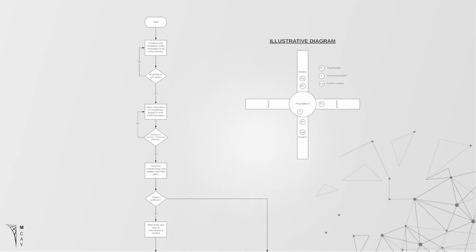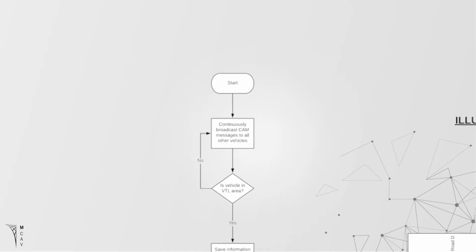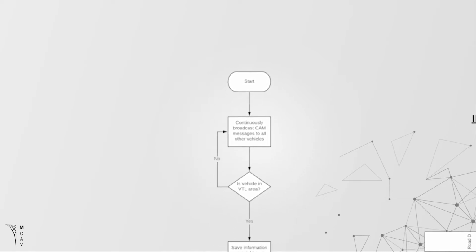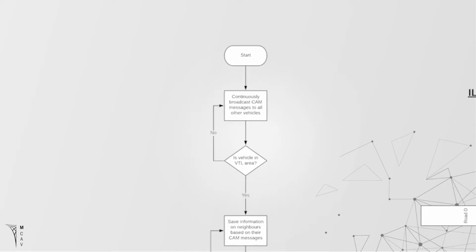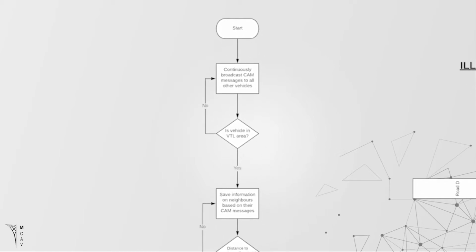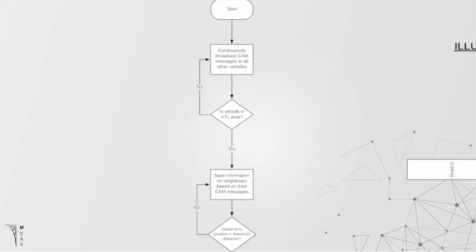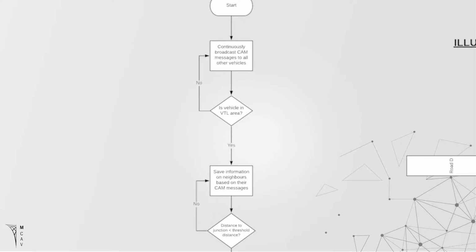1. Pre-intersection. The vehicle continuously scans its surroundings and broadcasts its own CAN messages to all surrounding vehicles in addition to receiving them as well. This allows vehicles to obtain information on the vehicles around it, including aspects such as position, speed, and intended direction.